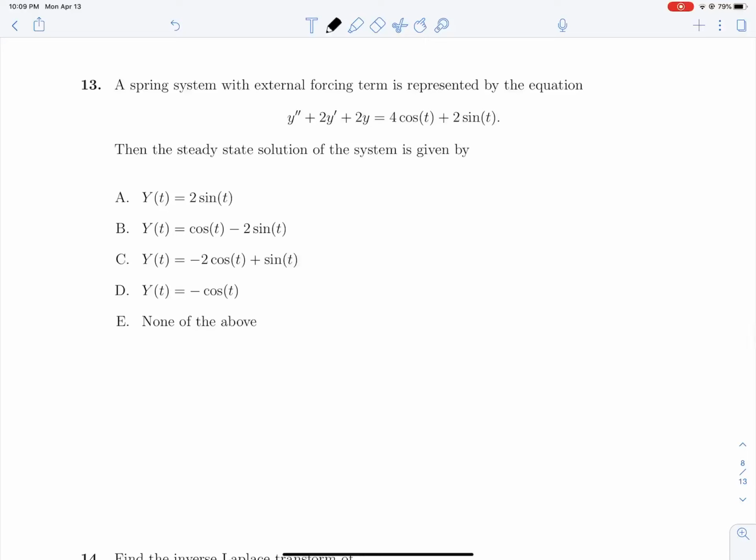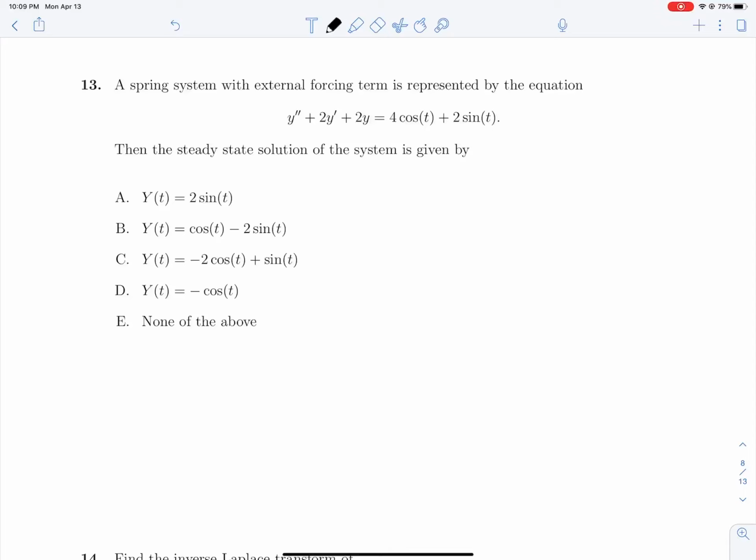13, we have a spring system with an external forcing term, and it's represented by this equation. We're looking for the steady state solution of this system. So the steady state solution is the solution given by x particular, or in this case y particular, and we can solve for that using undetermined coefficients. And just vocab review, the steady state solution is a solution that takes over time from the transient solution before the system reaches, I don't want to say equilibrium, but a more regular pattern of motion.